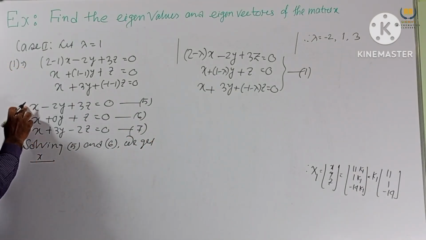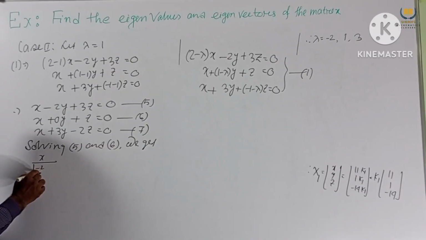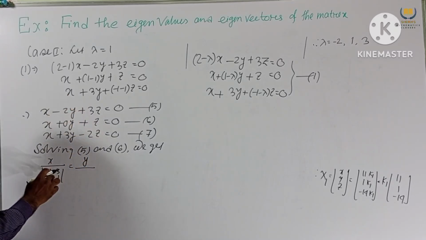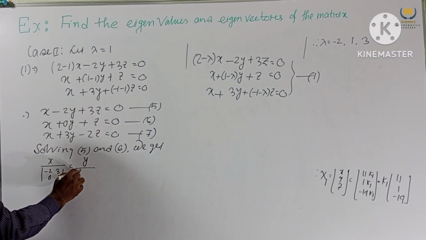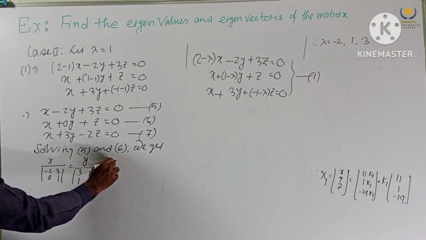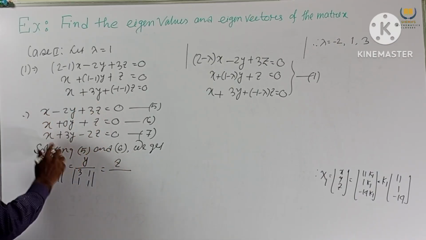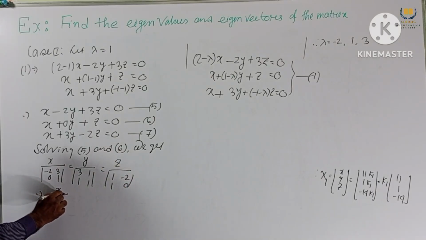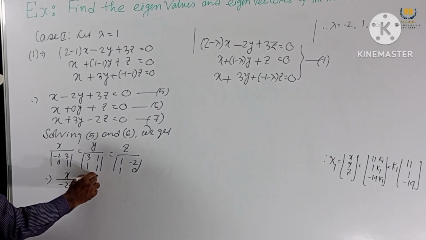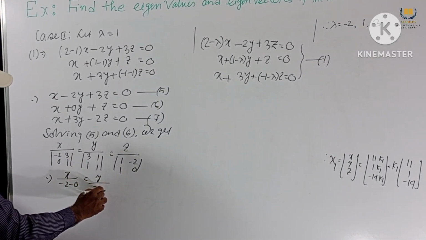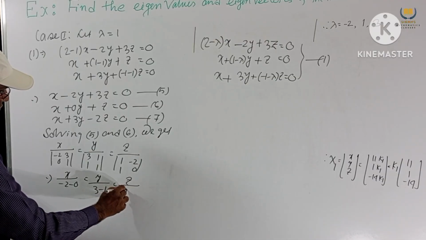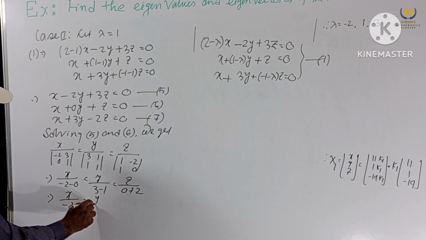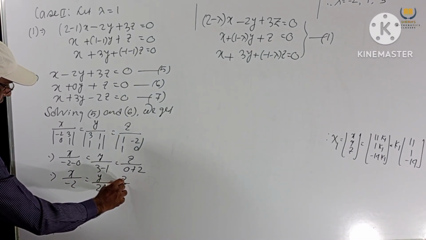x, this one cancels, minus 2, 0, 3, 1. Y, and this one cancels, 3, 1, 1, 1. Z, and this one cancels, 1, 1, minus 2, 0. So this implies x by minus 2 minus 0, y by 3 minus 1, z by 0 plus 2. So this implies x by minus 2, y by 2 and z by 2.